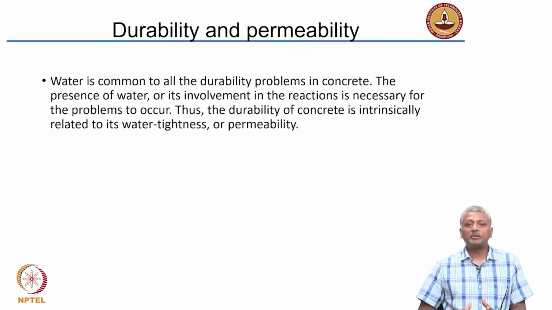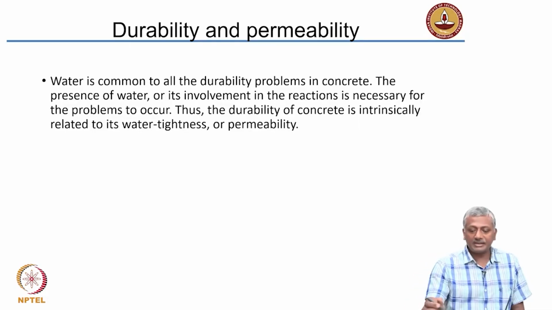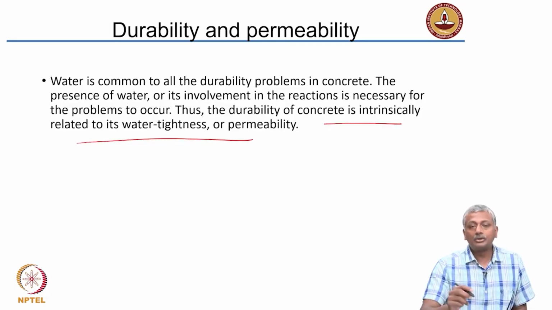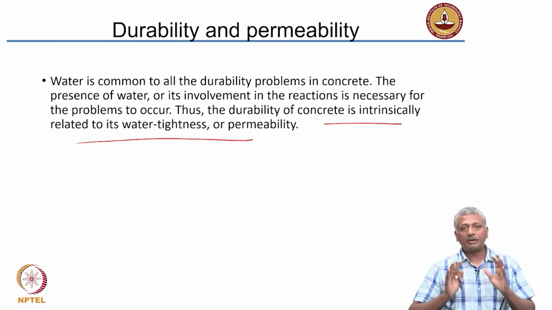So, generally durability is intrinsically linked to the permeability of the concrete. How easy is it for water and other aggressive chemicals to enter the concrete? Because of that, durability is intrinsically related to the water tightness of the concrete or the permeability of the concrete. If you can avoid water and other chemicals from getting into the concrete, you will avoid many of the problems that concrete has.